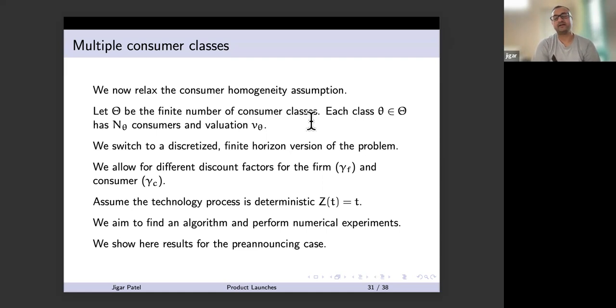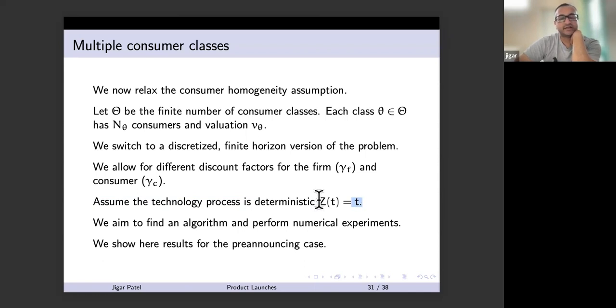So in this case, we discretize the model, and we do away with the stochastic technology frontier assumption. We make the model simpler by saying at time t, the technology level is just t. So z_t is just t.